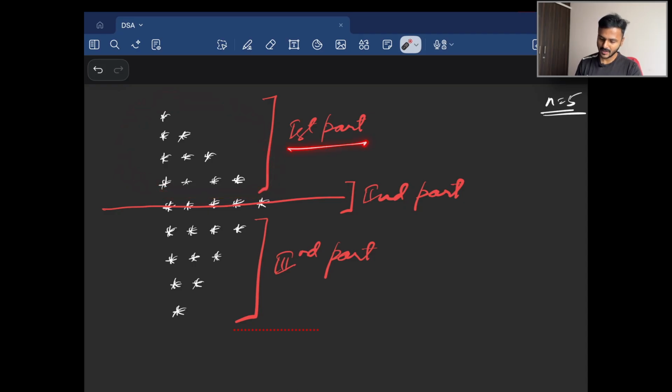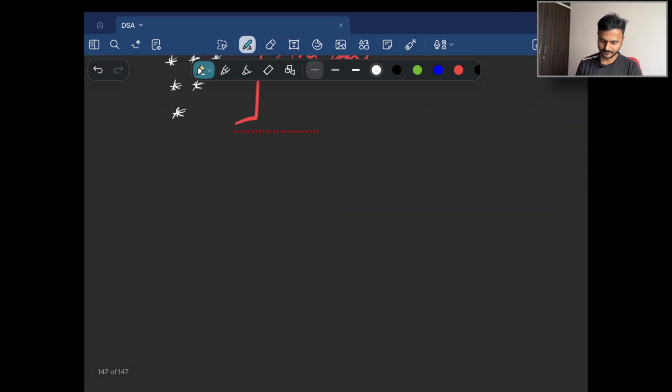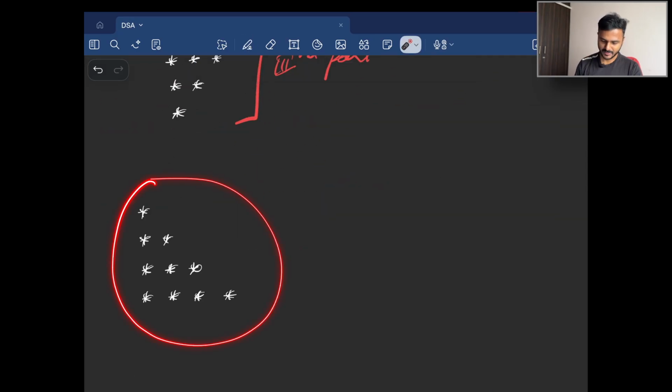Now, since the first part and the third part are the mirror images of one another, we will figure out how to use the solution of this to get this. So the first thing that we will have to do is figure out a solution of the first part. So let me quickly draw the first part separately, and then we will continue with the discussion. So this is the first part, right?